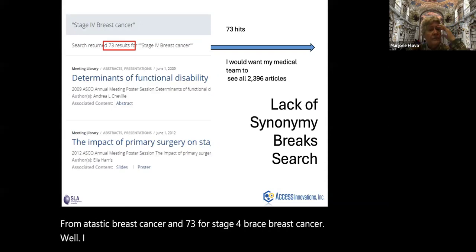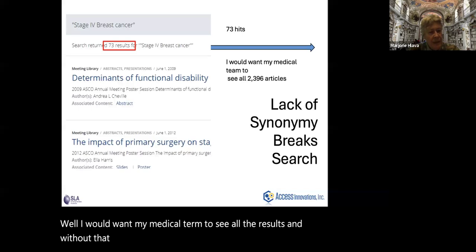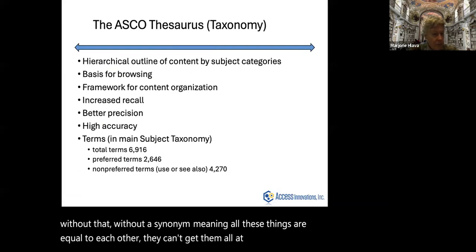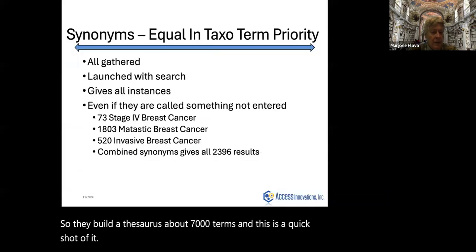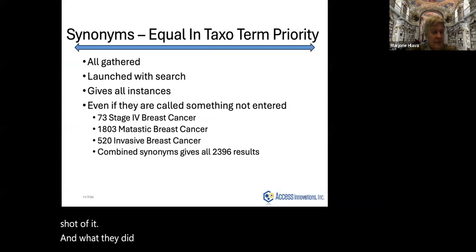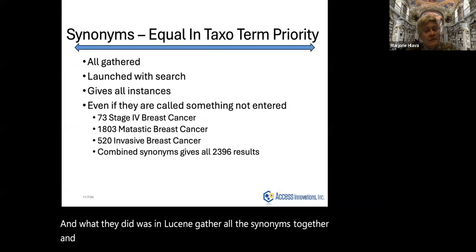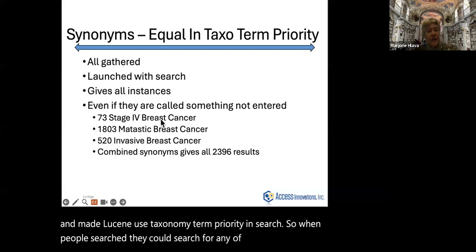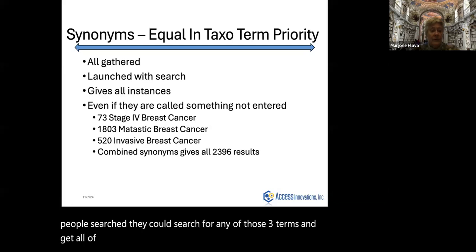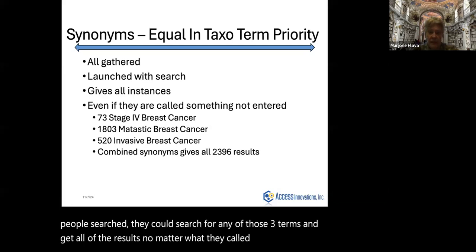Well, I would want my medical term to see all the results, and without a synonymy, meaning all these things are equal to each other, they can't get them all at once. So they built a thesaurus of about 7,000 terms, and this is a quick shot of it. And what they did was in Lucene gather all the synonyms together and made Lucene use taxonomy term priority in search. So when people searched, they could search for any of those 3 terms and get all of the results, no matter what they called it. And that meant it was a lot easier for people.